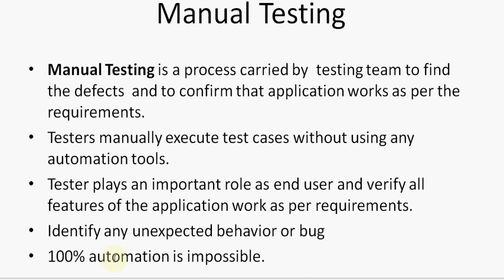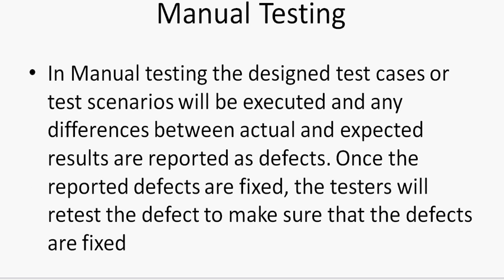100% automation is impossible, or rather a difficult task, so manual testing comes in handy. In manual testing, the designed test cases or test scenarios are executed, and any difference between actual and expected results is reported as a defect. Once the reported defects are fixed, the testers will retest them to make sure the defects are fixed.